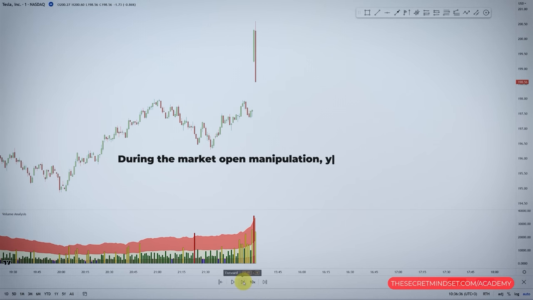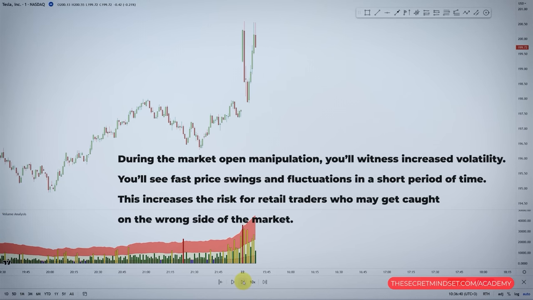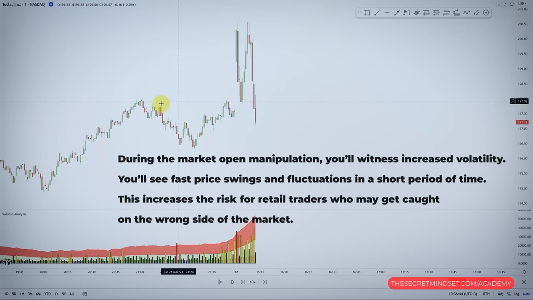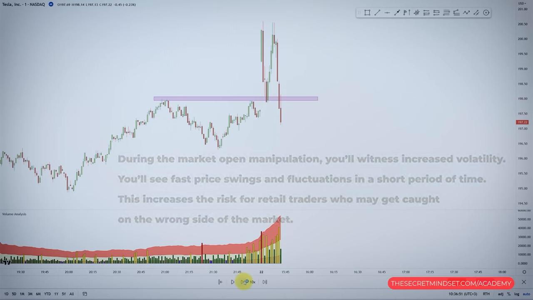During the market open manipulation, you'll witness increased volatility. You'll see fast price swings and fluctuations in a short period of time. This increases the risk for retail traders who may get caught on the wrong side of the market.